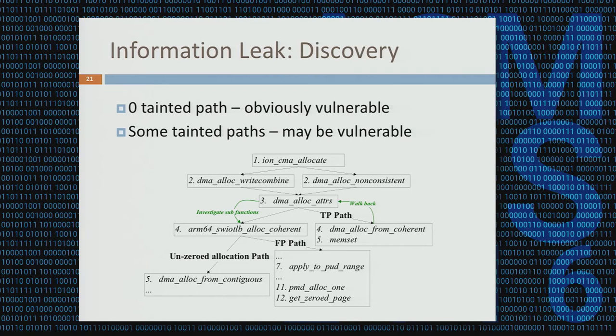If with this taint analysis we cannot find any tainted paths from the original size parameter to the zeroing function, we can say that the function is vulnerable because it does not do any zeroing, so the information can be leaked. But if we can find some tainted paths, the function may still be vulnerable, because there may exist other allocation paths that forget to zero the buffer. So our tool will also walk back the tainted paths to help developers explore other paths to see whether there exist other dangerous paths. With this tool, we have discovered many information leakage vulnerabilities.